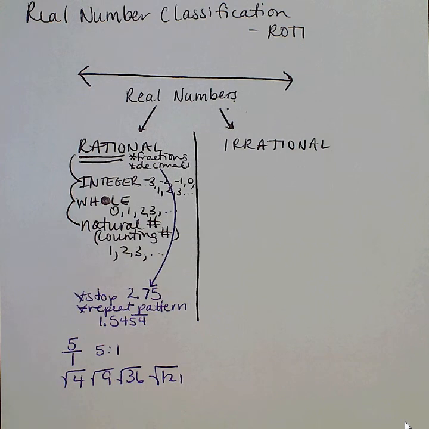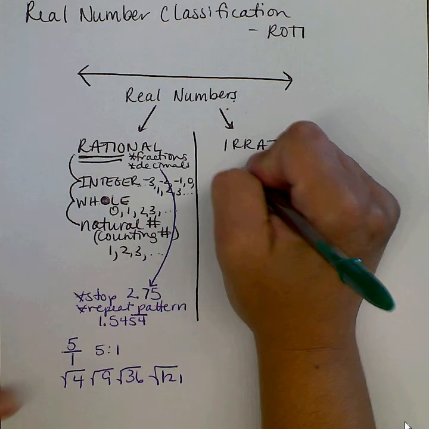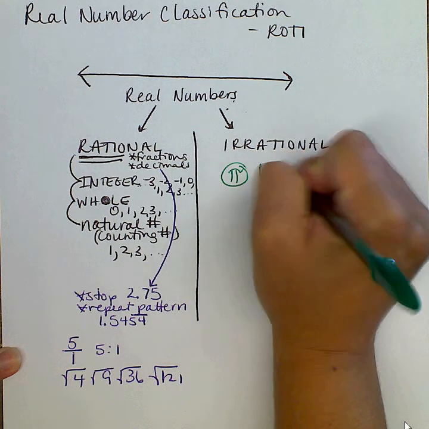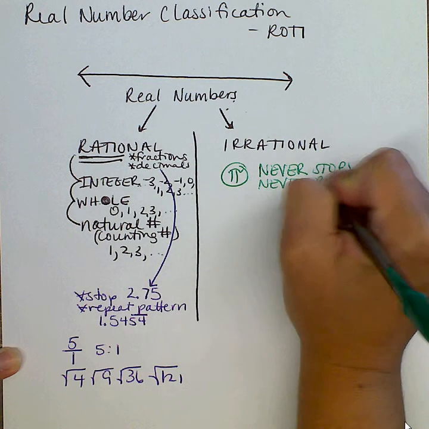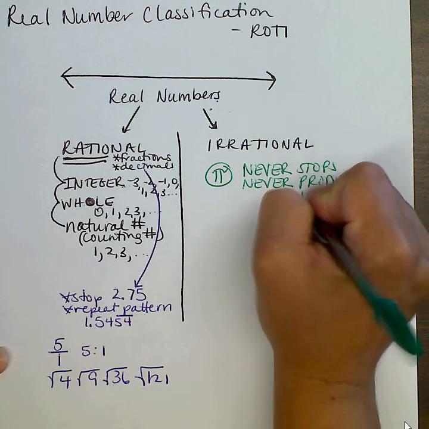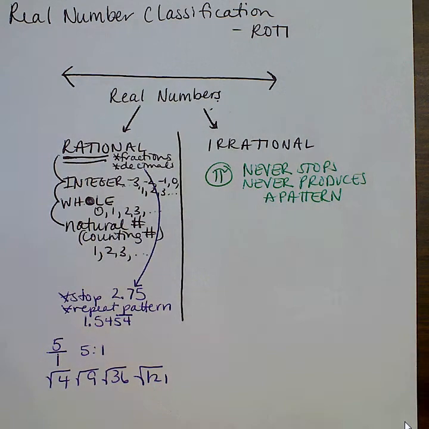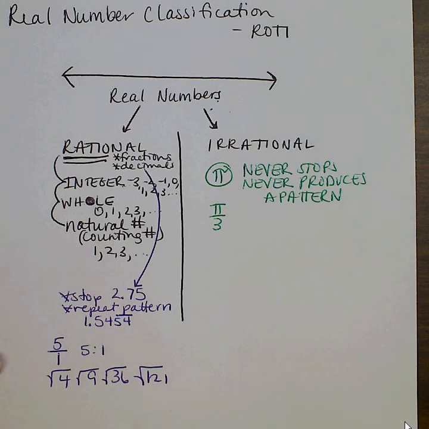Let's think about what irrational could be. The first one that always seems to come to mind is pi. Pi never stops and never repeats with a pattern. You can also make fractions out of irrational numbers, and they're still irrational.